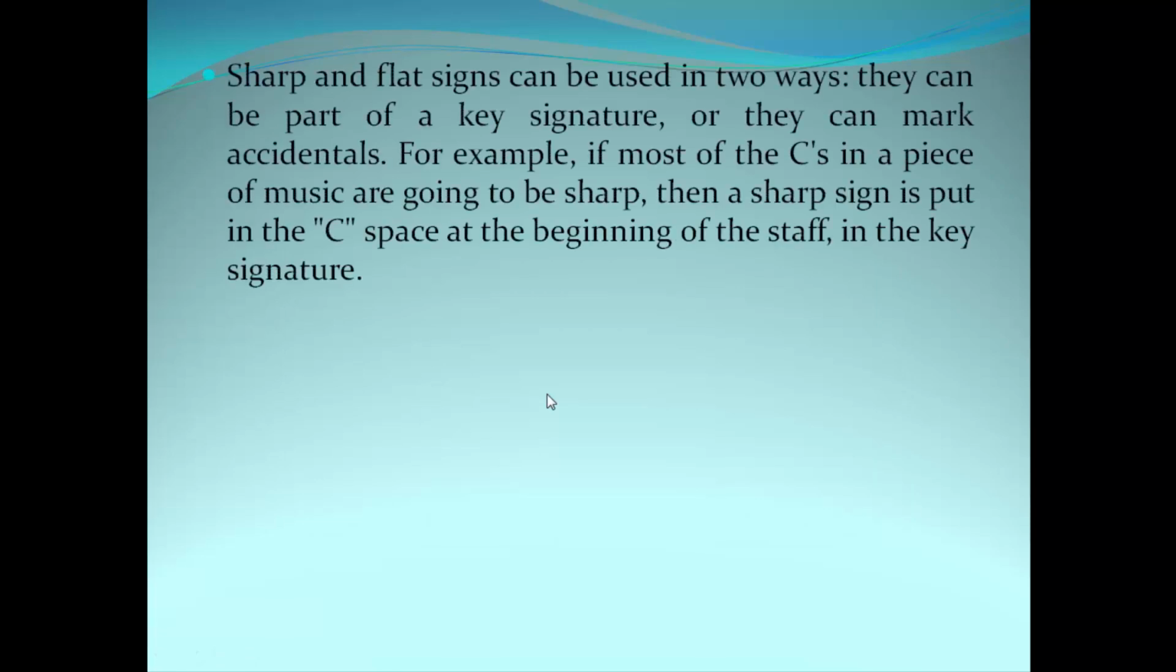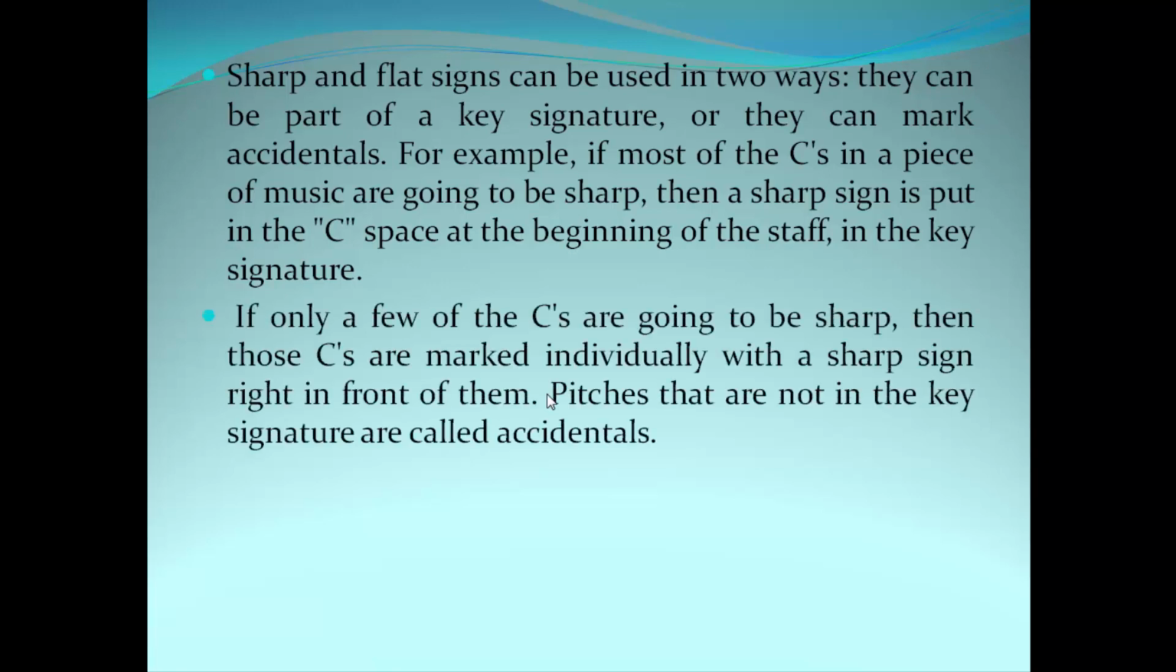Sharp and flat signs can be used in two ways. They can be a part of a key signature or they can mark accidentals. For example, if most of the C's in a piece of music are going to be sharp, then a sharp sign is put in the C space at the beginning of the staff in the key signature, and that's it. If only a few of the C's are going to be sharp, then those C's are marked individually with a sharp sign right in front of them. You have to mark them individually, not the whole of them.